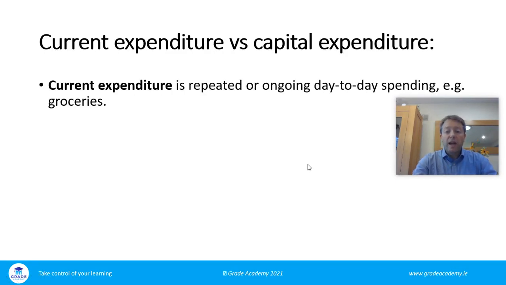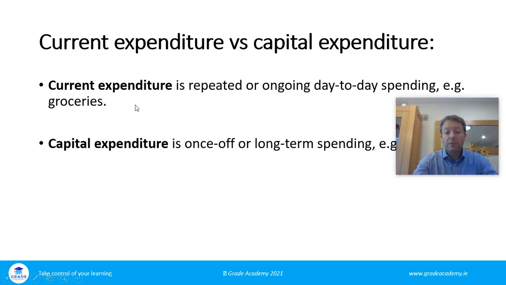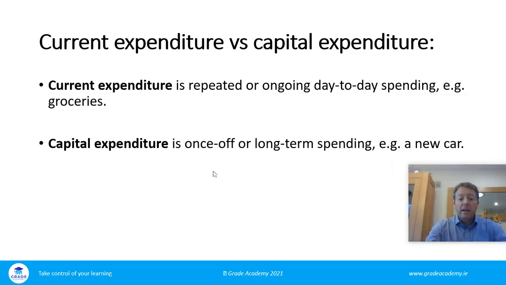Current expenditure versus capital expenditure. So current expenditure is repeated or ongoing day-to-day spending, for example, groceries. Capital expenditure, on the other hand, is a once-off or a long-term spending, for example, a new car.